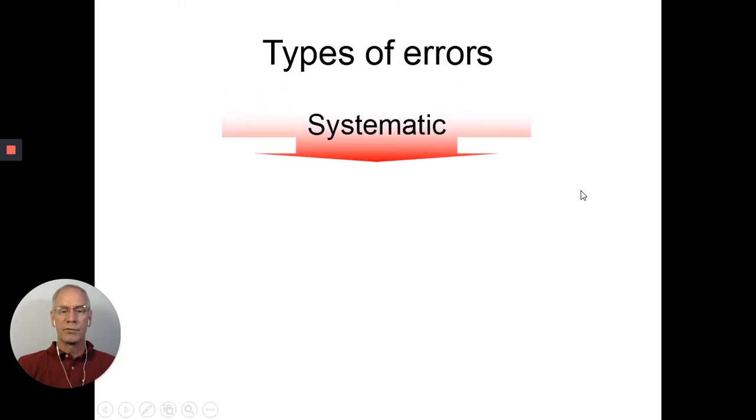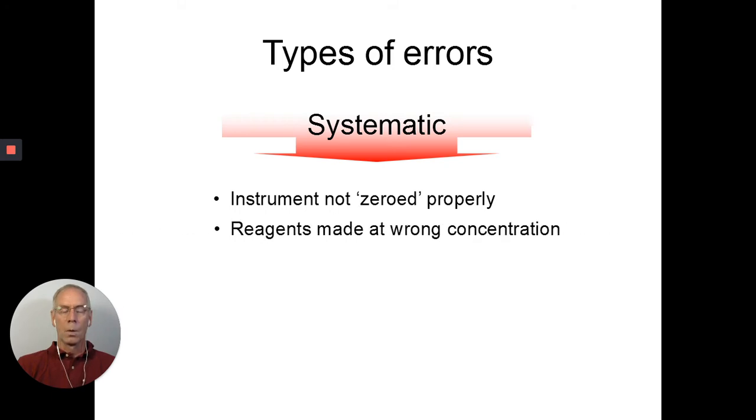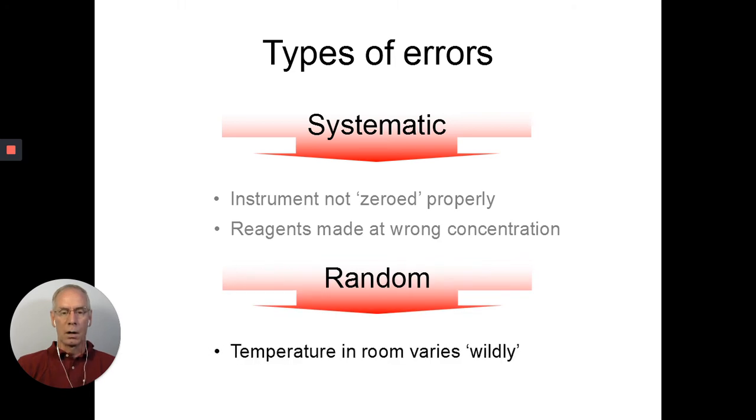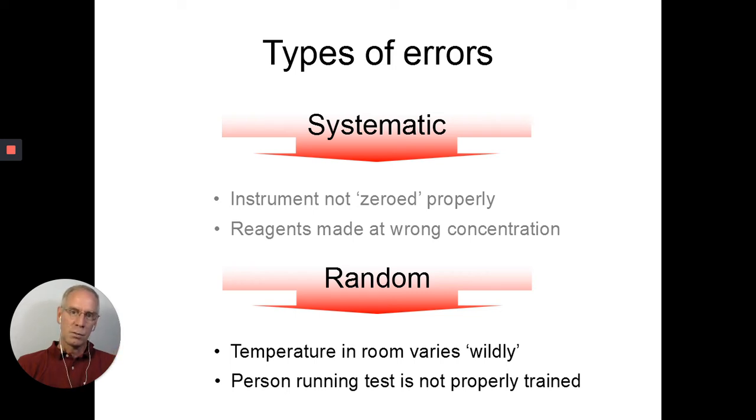So again, those systematic errors, the instrument maybe wasn't zeroed properly. Somebody had misadjusted it. Or something you were using wasn't mixed properly. So everything's off by a little bit. Those are systematic errors. Random errors are maybe there's an air conditioner that keeps kicking on in the room and changing something. Or the person running the test doesn't really know what they're doing because they weren't properly trained. So depending on if you see accuracy issues or precision issues, you know where the problem lies.